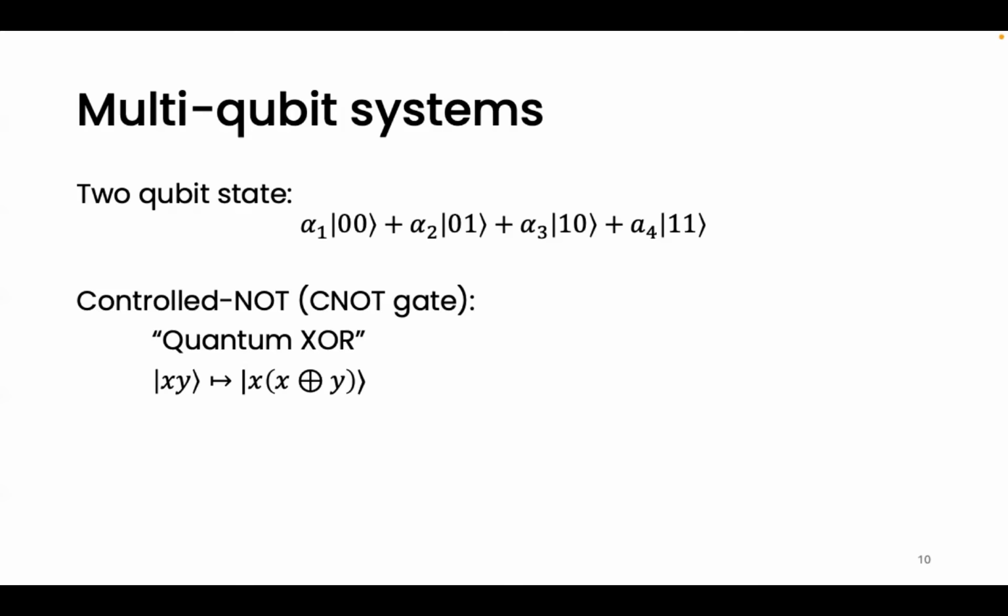So in other words, it's taking the XOR of the 2 qubits and placing that in the second register. So if the first one is 0, then it does nothing to the second one. If the first one is 1, then it flips the second one. And you use linearity to observe how it behaves on the superposition states.